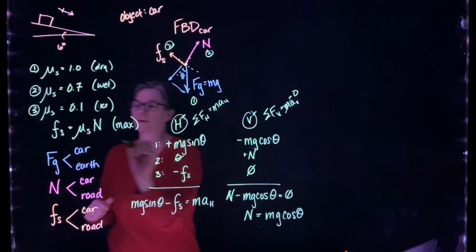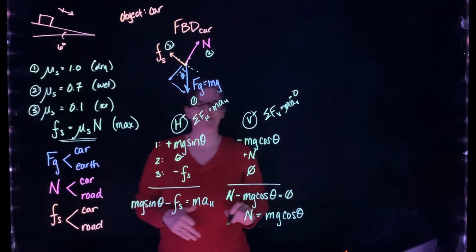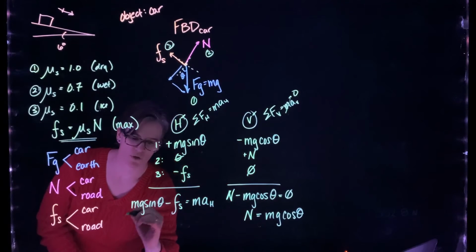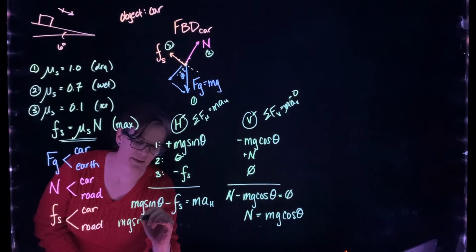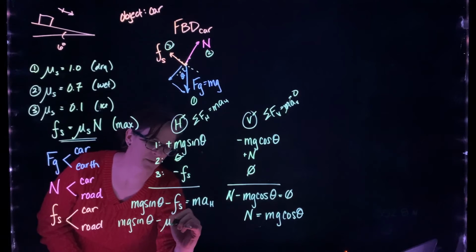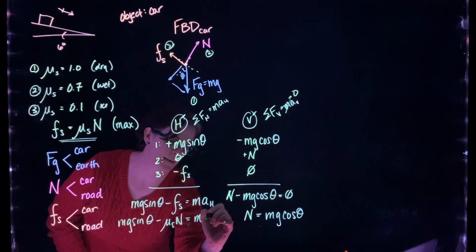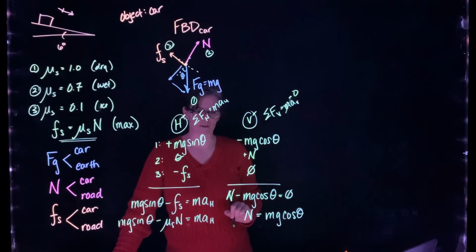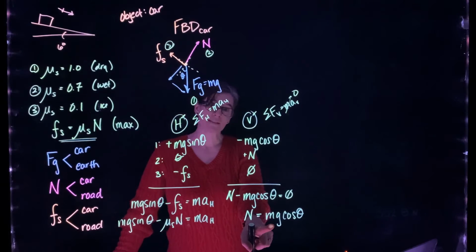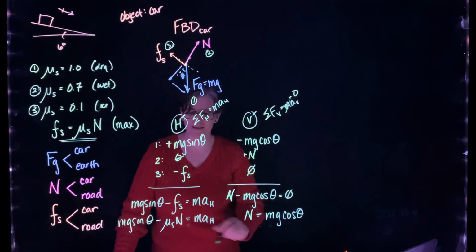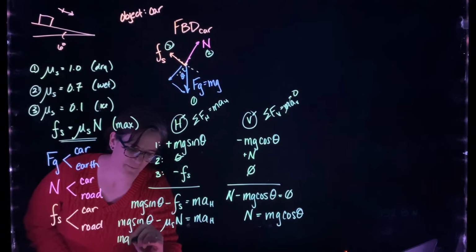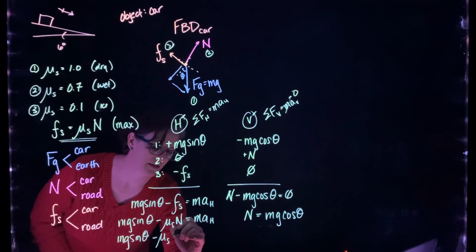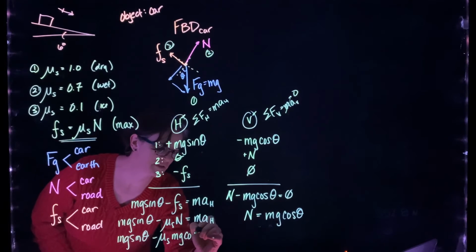Well, I'm going to remember that the maximum static friction is the coefficient of static friction times n. I'm going to use that in my relationship. So I have mg times the sine of theta minus mu sub s n is equal to m times the horizontal component. Again, I'm interested in that horizontal acceleration. But my normal force is mg times the cosine of theta. So I'm going to bring that in here, and I end up with mg times the sine of theta minus the coefficient of static friction, mg times the cosine of theta.